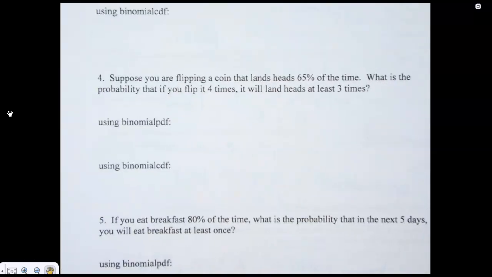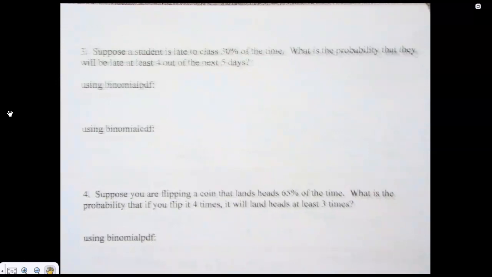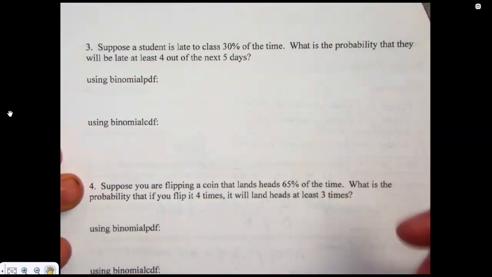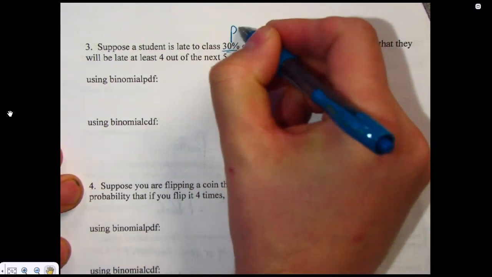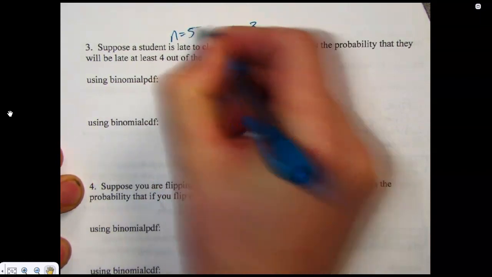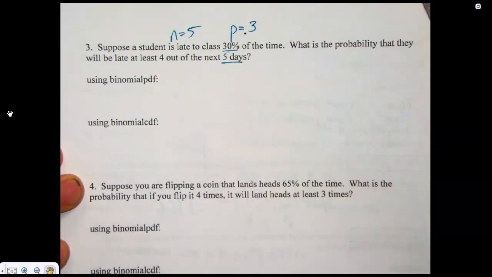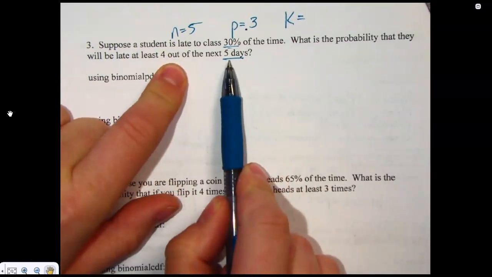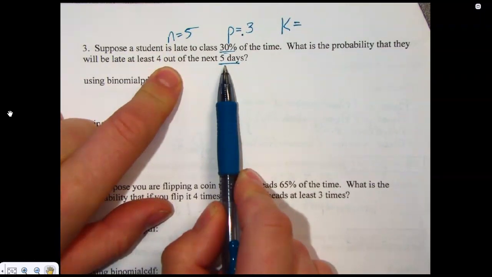Okay, so let's look at number 3. So this is where it gets a little more interesting. And you get kind of some choices, and you can decide for yourself what you want. What's easier to you? What makes more sense to your brain? So 30% of the time, so P is going to be 0.3. 5 days, so N is 5. And then we need at least 4 of the next 5 days. We're looking for at least 4 successes. So K is actually 2 numbers. What are the 2 numbers that K is? 4 and 5. K is 4 and 5.